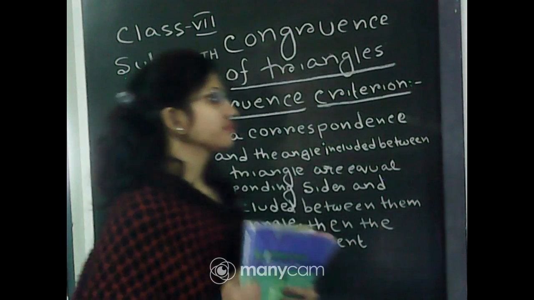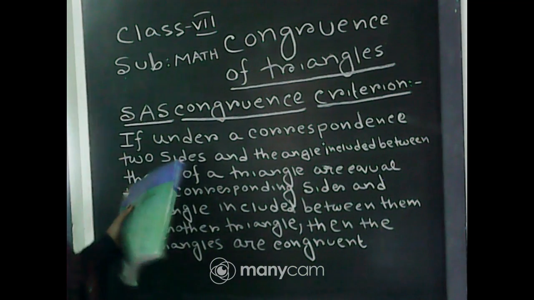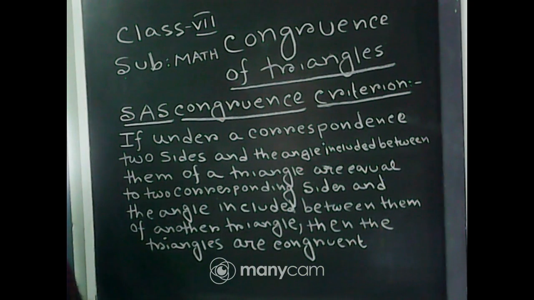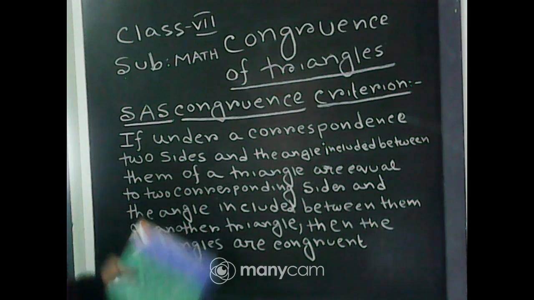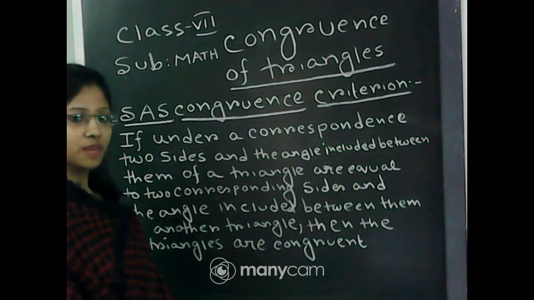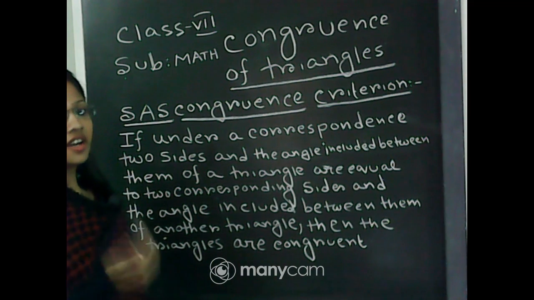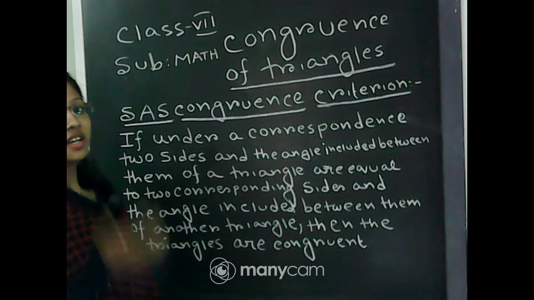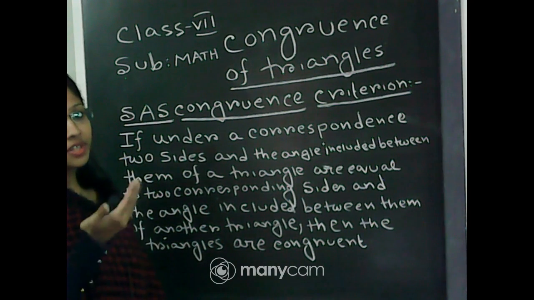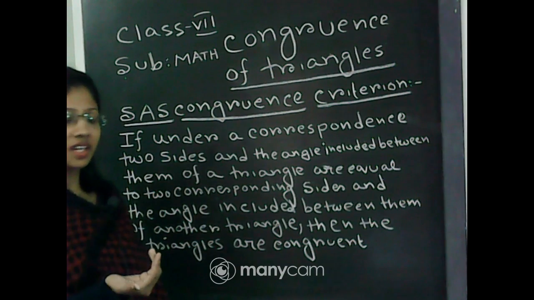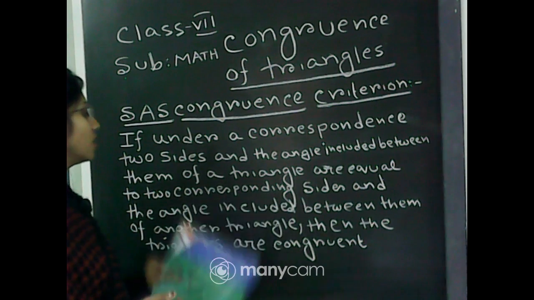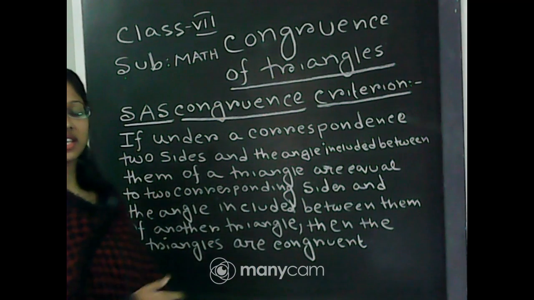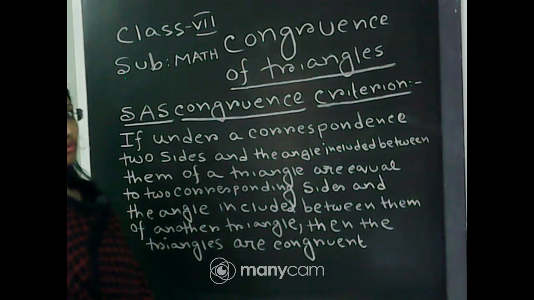If under a correspondence two sides and the angle included between them of a triangle are equal to two corresponding sides and the angle included between them of another triangle, then the triangles are congruent.